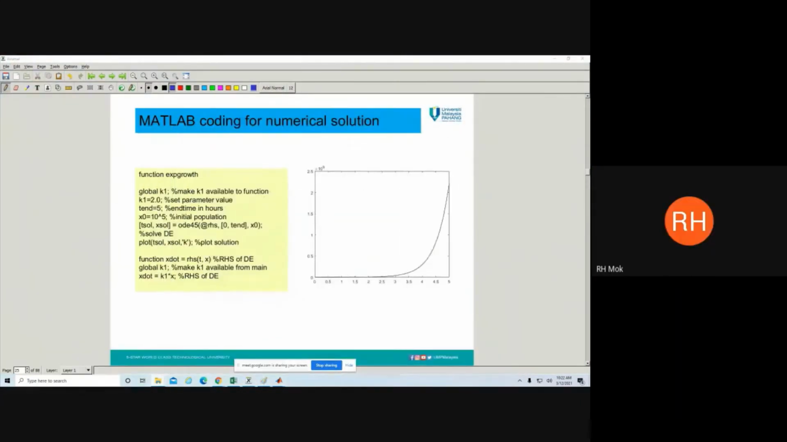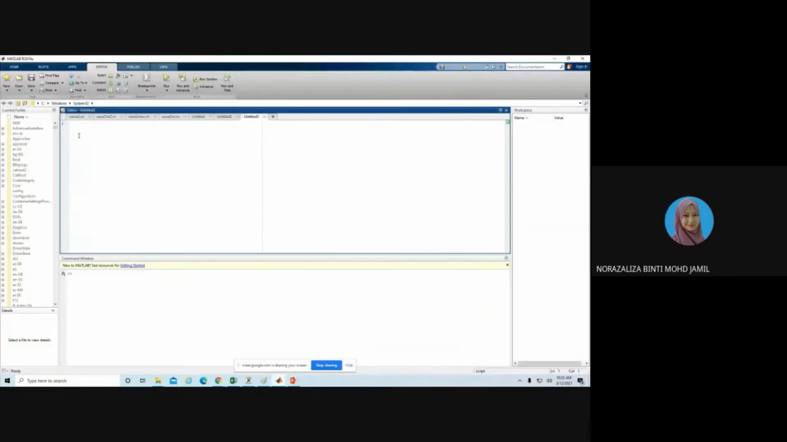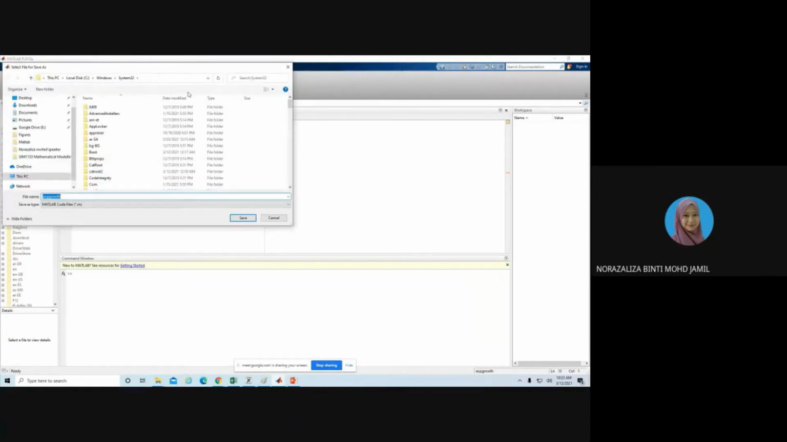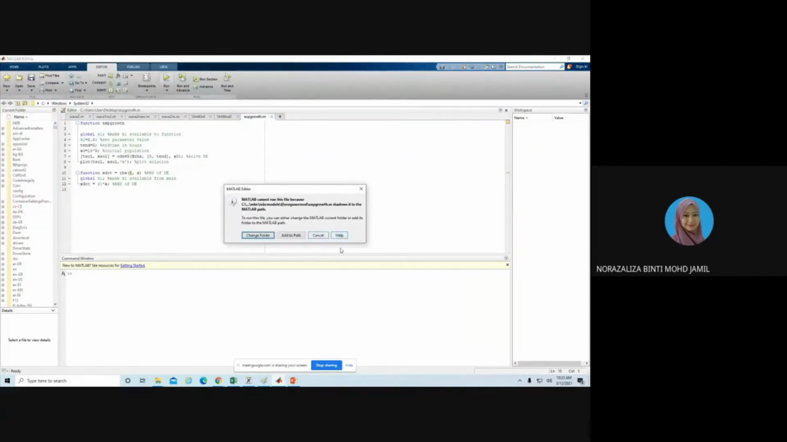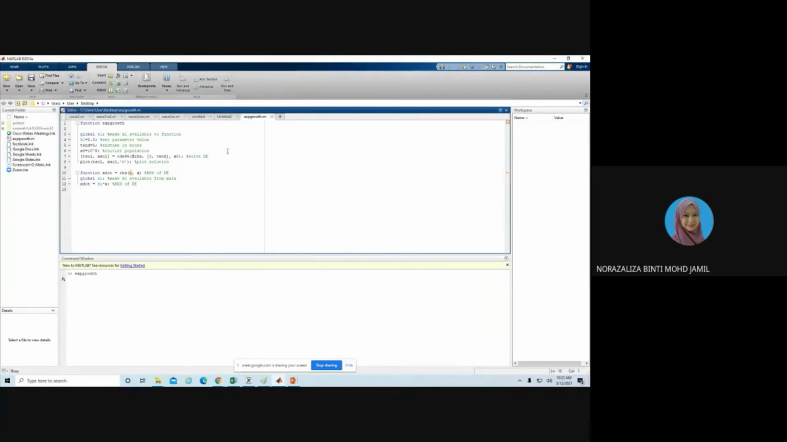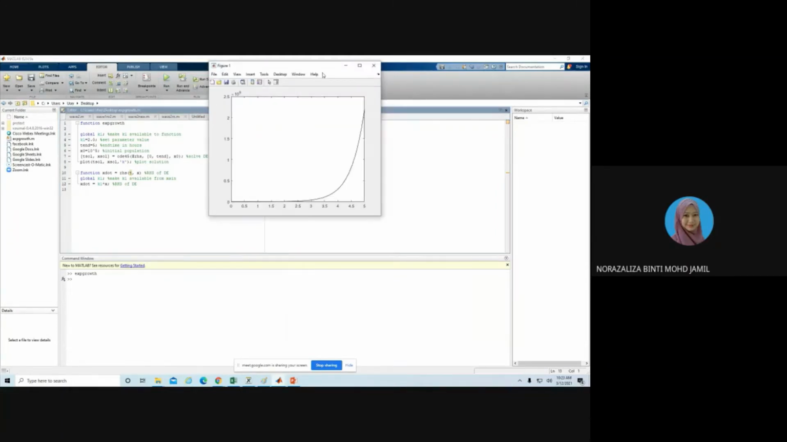Okay. And then I try to run this code. Control C, and then you copy that. And then you have to save it first. Okay, save in your computer. I try to save in the desktop. And then you click run like this. And then it asks whether you want to change your folder. Yes, just answer that. And then it will give you this graph.